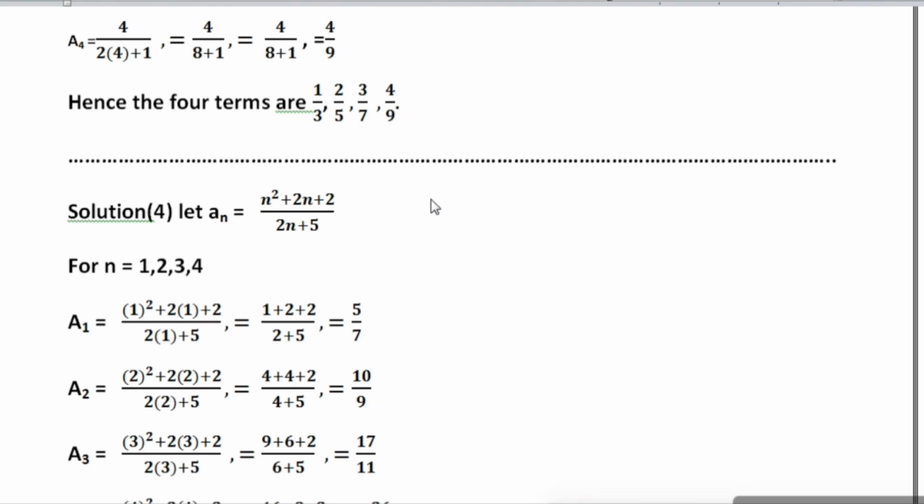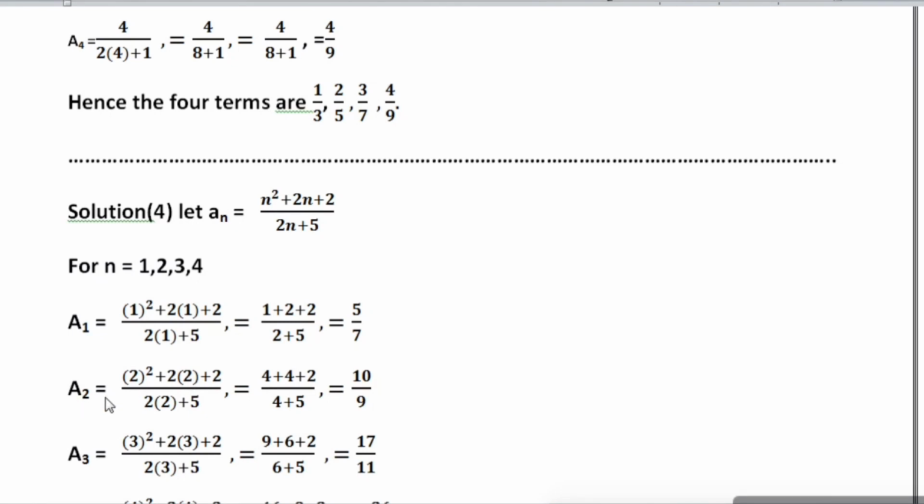Next, solution number 4. Let's suppose a n is equal to n square plus 2 n plus 2 divided by 2 n plus 5, for n is equal to 1, 2, 3, 4. So first term, that is for n is equal to 1. So a 1 is equal to 1 square plus 2 into 1 plus 2 divided by 2 into 1 plus 5, which is equal to 1 plus 2 plus 2 divided by 2 plus 5, which is 5 divided by 7. So a1 is equal to 5 divided by 7.